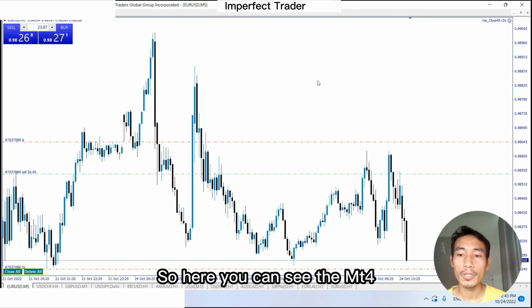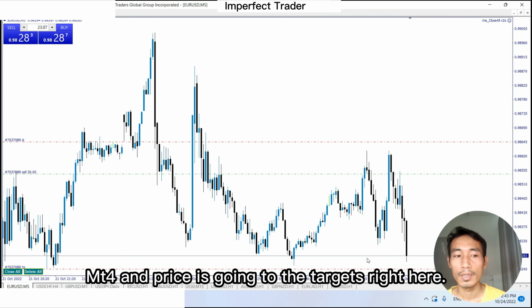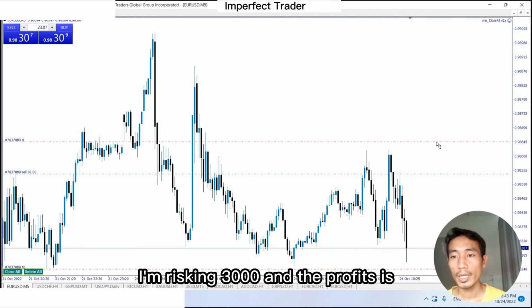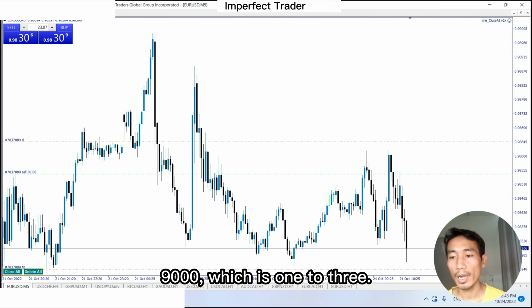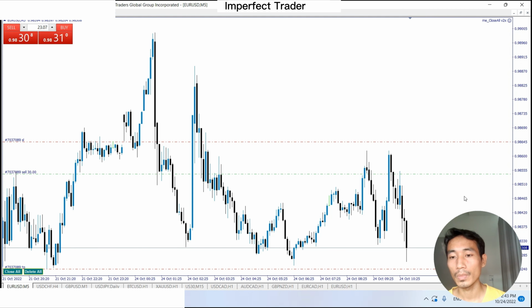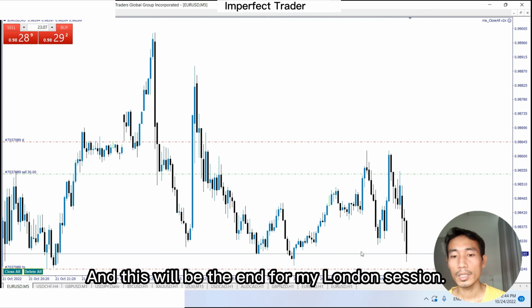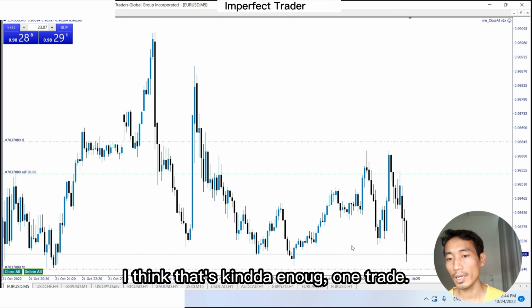So here you can see the MT4, and price is going to the target right here. I'm risking 3,000, and the profit is 9,000, which is 1 to 3. And this will be the end of my London session. I think that's kind of enough. One trade.